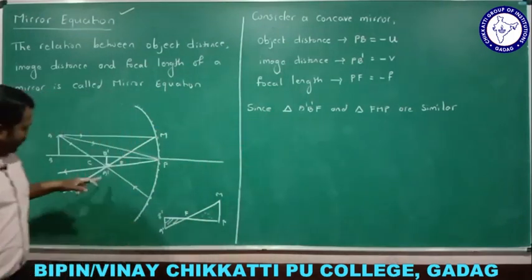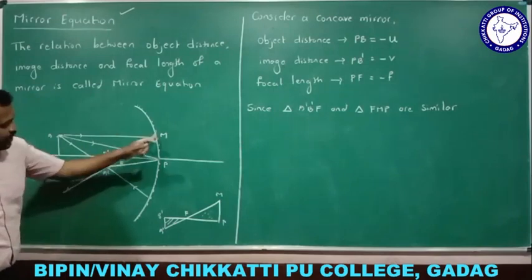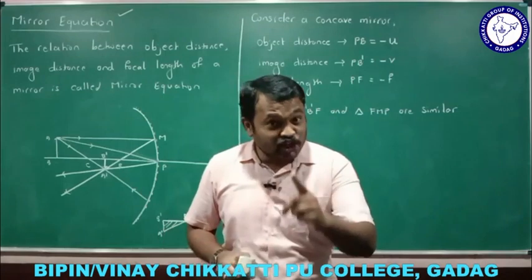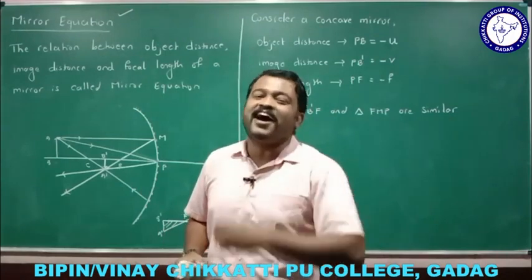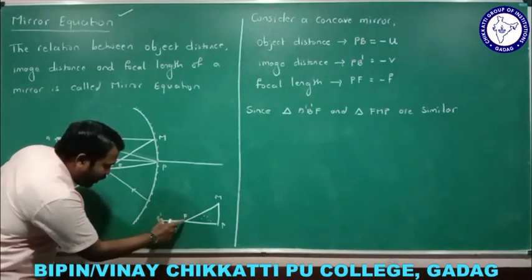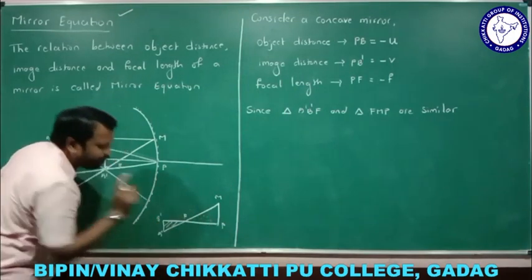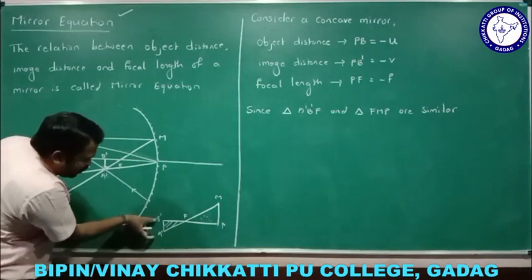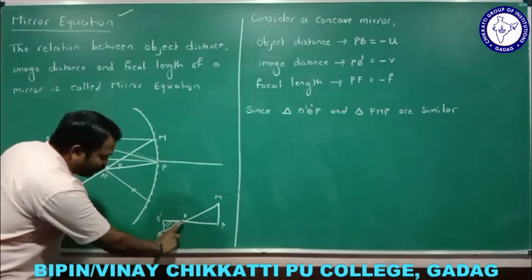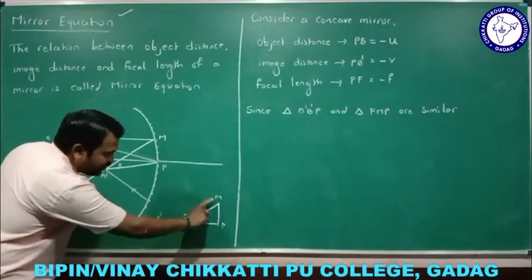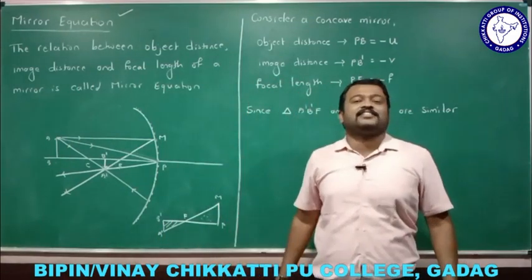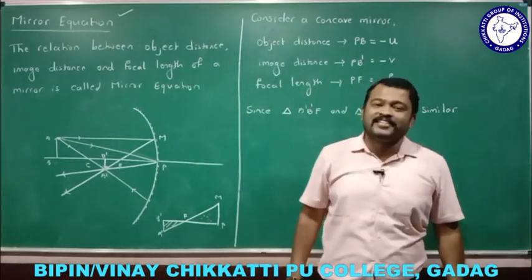Since triangles A dash B dash F and FMP are similar, the ratio of corresponding sides are equal. Let us check it out. What are the corresponding sides? The corresponding side of B dash F is FP. The corresponding side of B dash A dash is MP. The corresponding side of the hypotenuse A dash F is FM. We know that if two triangles are similar, then the ratio of corresponding sides are equal.